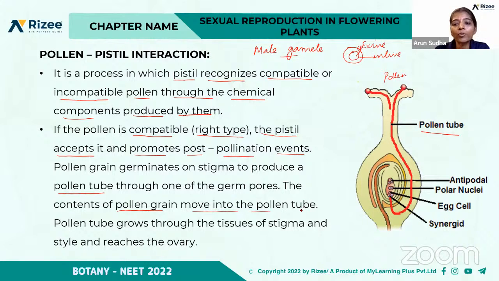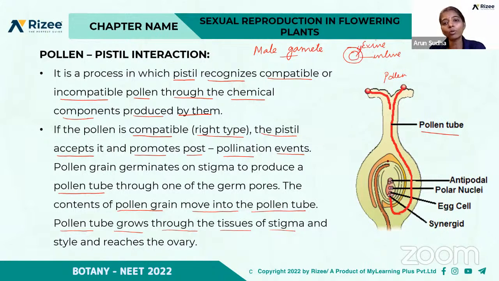into the pollen tube. So here, when the pollen sits on the stigma and it is compatible, it leads to the formation of the pollen tube. How is the pollen tube formed? It is formed through the germ pores, and the contents of the pollen grain move into the pollen tube. Okay. So now the pollen tube grows through the tissues of the stigma and style to reach the ovary. This red line shows the formation of a pollen tube.